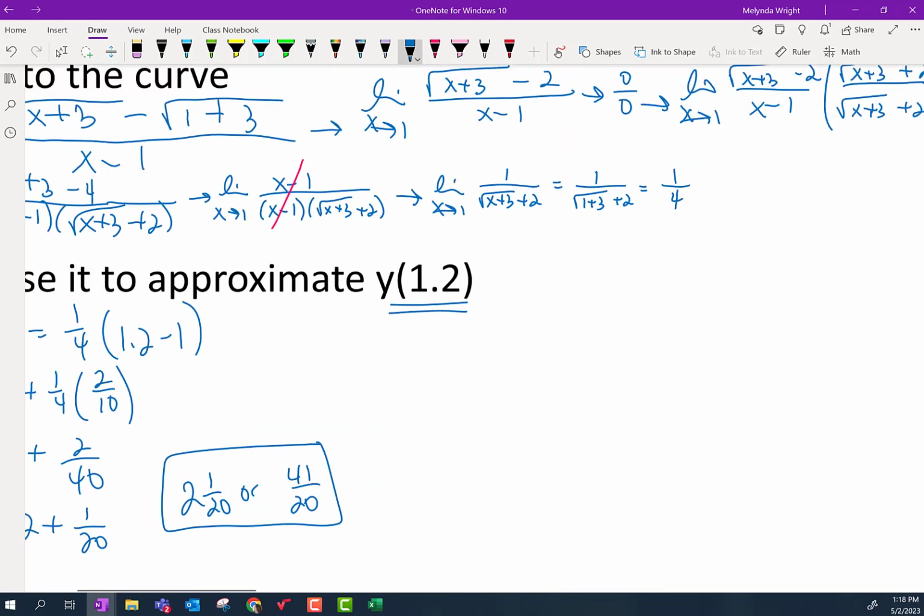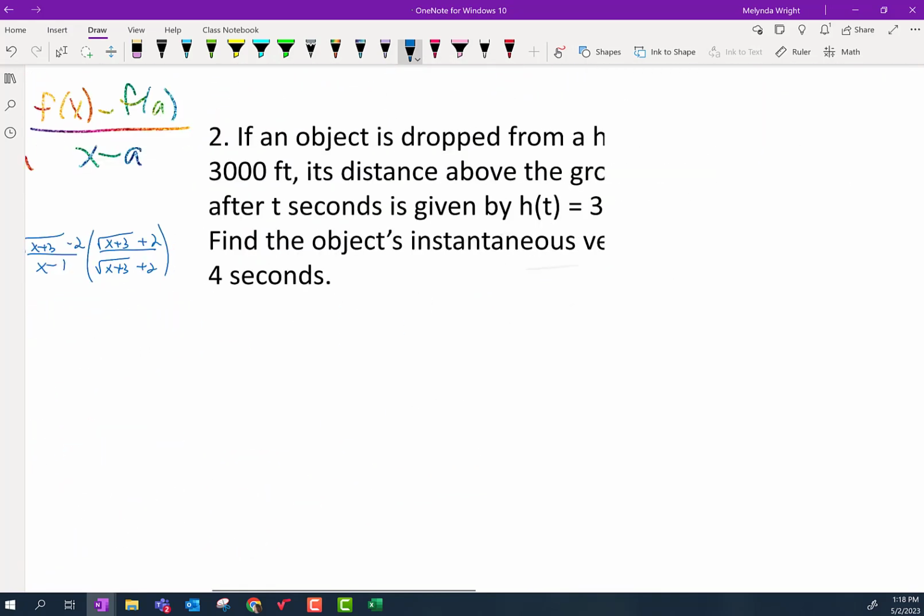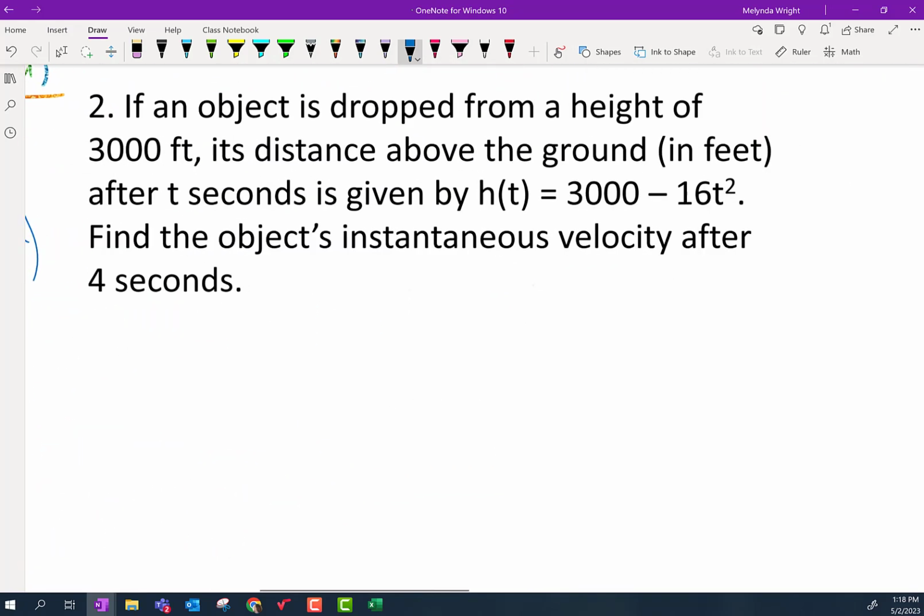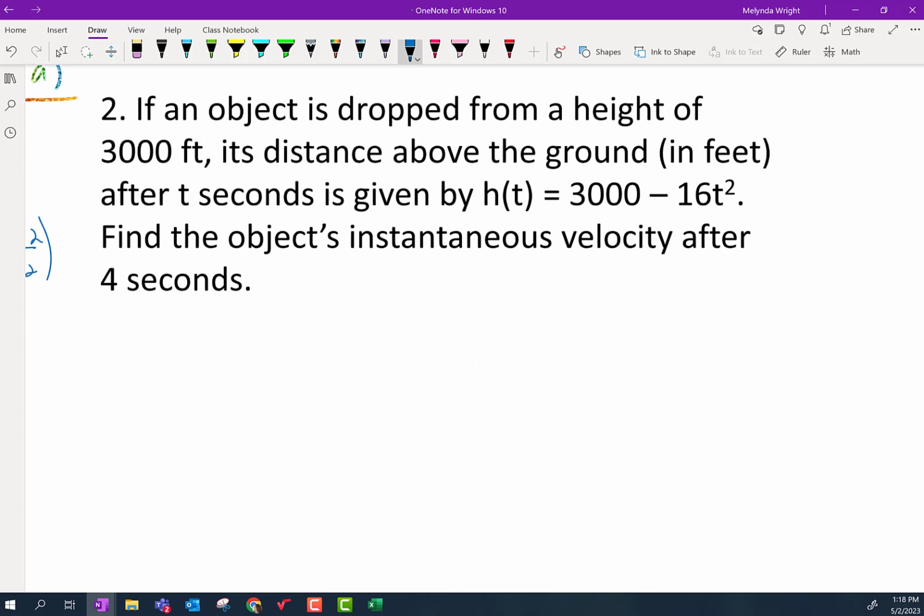One more example. So over here, if an object is dropped from a height of 3,000 feet, its distance above the ground in feet after t seconds is given by, so here's our equation for height. Find the object's instantaneous velocity after 4 seconds. Okay, we want to know how fast the object is moving after 4 seconds.